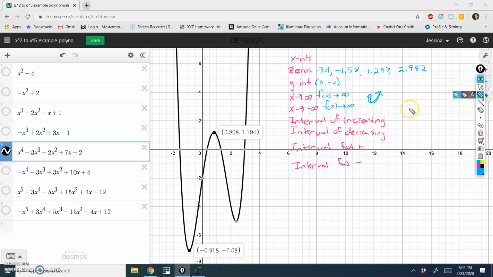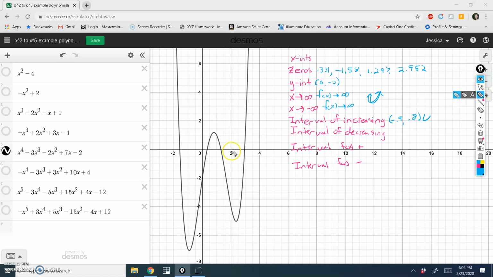And intervals, remember, we always care about the x. So this interval is from negative 0.918. So I'm just going to call that negative 0.9 for short. And it goes until here, so we're increasing till 0.8. Okay, and then a union because we're not done.